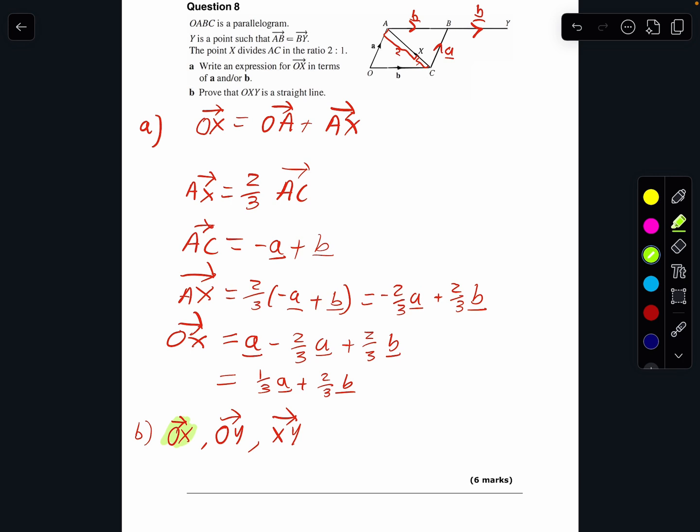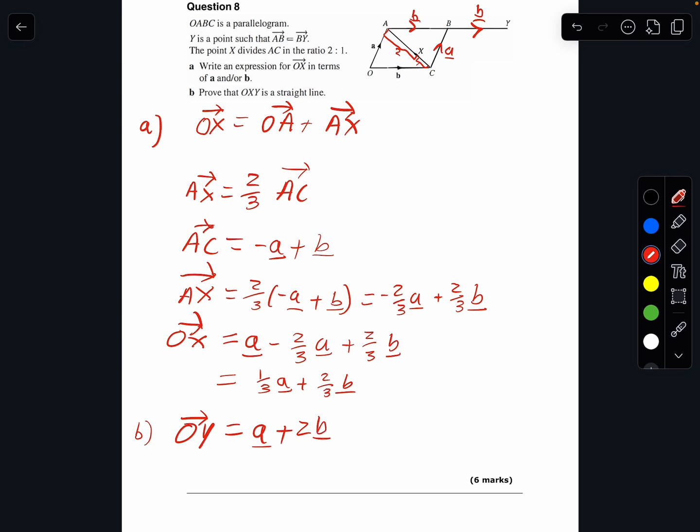Now X to Y sounds hard to me to find because I have to do the whole 1/3 thing plus A plus B, or 2/3 in the opposite direction. It sounds complicated. So instead I'm just going to find O to Y. That seems a lot easier to do, and then I'm just going to show these in multiples of each other. So actually X to Y is going to be useless for me. So let's just find O to Y super quick. O to Y, well that's really easy to do because it's just obviously A plus 2B.